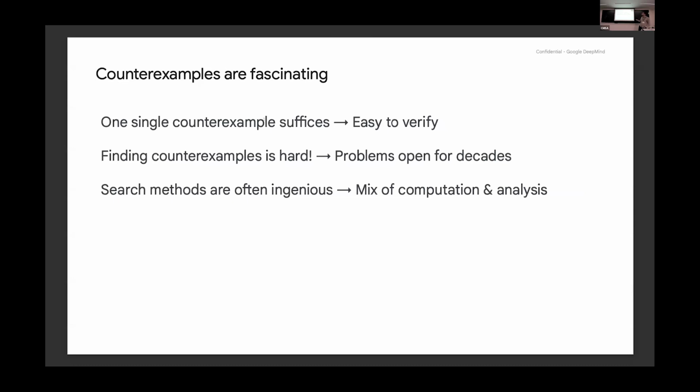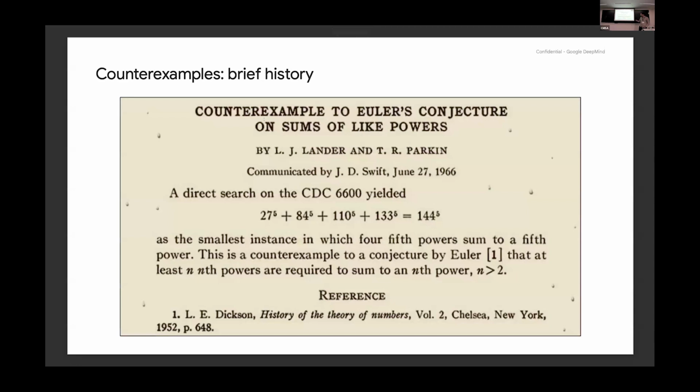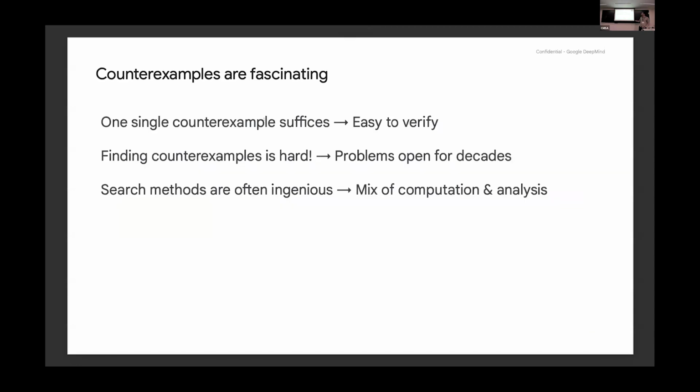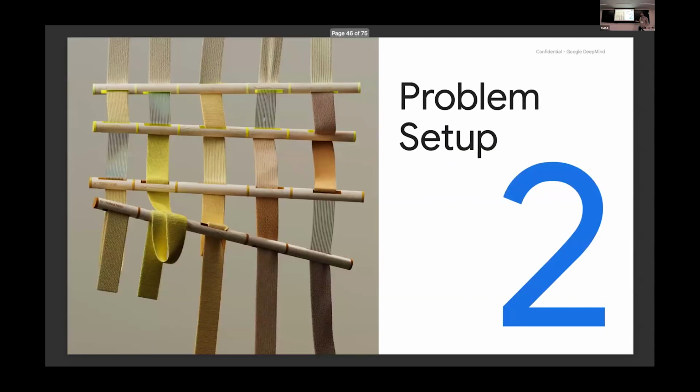Sometimes these problems are open for decades, like the 4-color conjecture, which was open for around 100 years. And you need some very clever search methods. You cannot just do exhaustive search. Maybe for this one you could, but as the problems become more complicated, you need a mix of computation, mathematical analysis, then computation again. So it's really very interesting how people find counterexamples using computers. That's what motivated us to work on counterexamples.